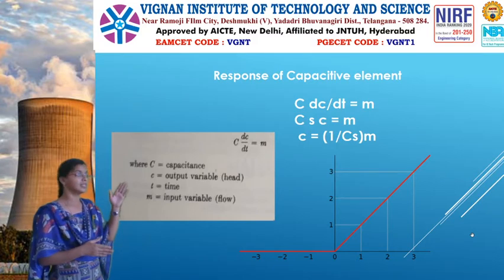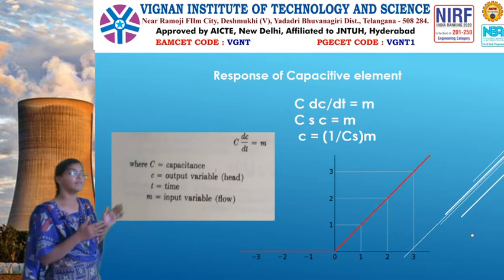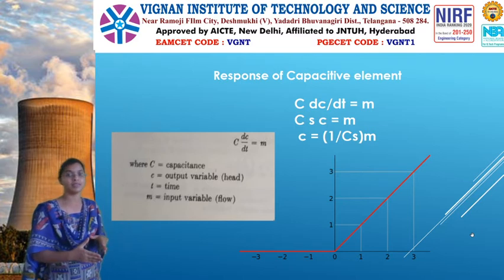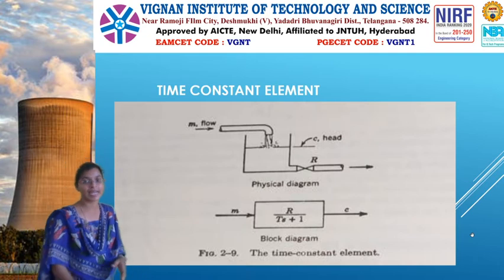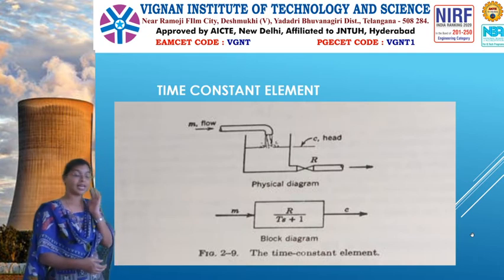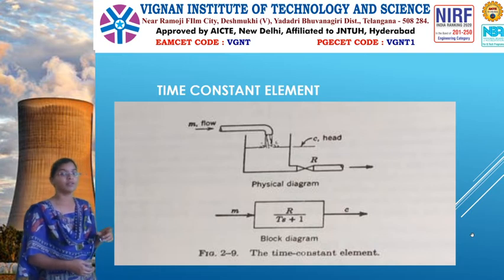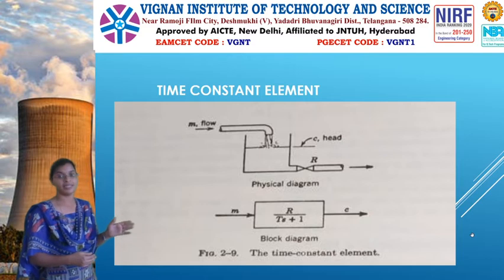Okay. So this is about your proportional element and capacitive element, which are the basic elements in process dynamics, that is, a resistive element as well as a capacitive element. Next we will go for the third one, which is the time constant element. In electronics you already learned what is meant by time constant. That is the product of resistance and capacitance, that is, T equals R into C, we can write.